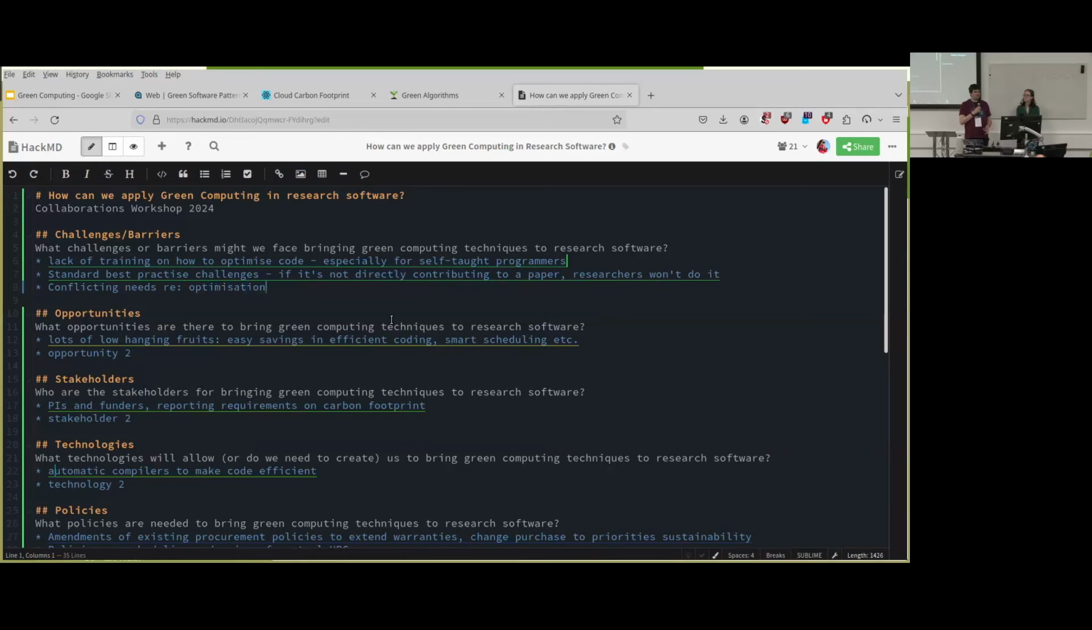But on the other hand, a lot of our software is very computationally intensive compared with the software that, say, processes a tweet being sent on Twitter.